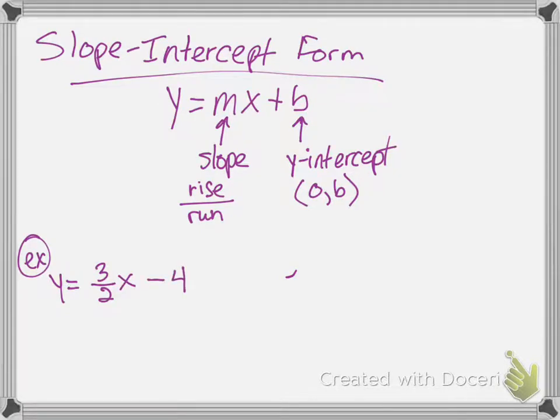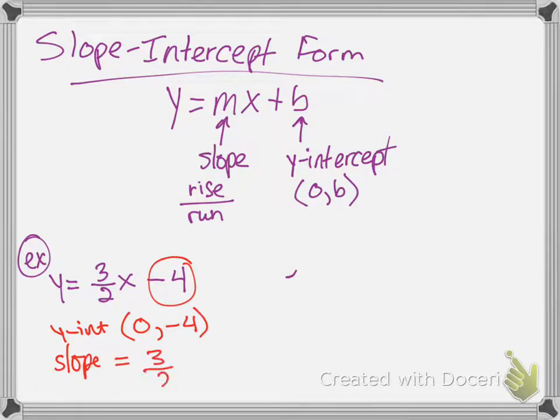So if I had this equation, the y-intercept, let me change color real quick. So the y-intercept would be the constant, the number all by itself. So again, when I try to graph it, make sure you have a 0 first. So 0, negative 4. So let's move on to our slope. So the slope is always the number with the x. So that is 3 over 2.